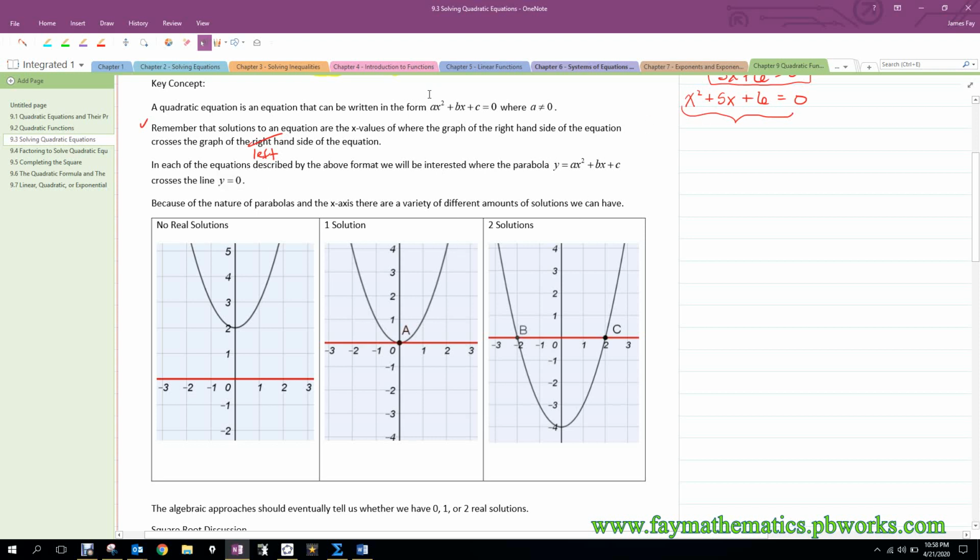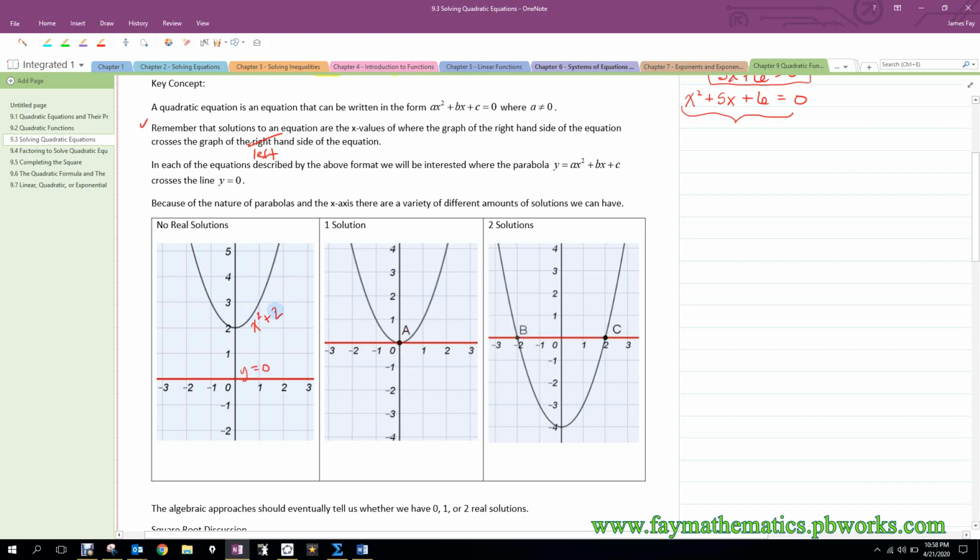We would graph the left-hand side as y equals that, graph the right-hand side as y equals that, and when we do that, we'd be looking for where those two graphs intersect. The left-hand side is going to be a parabola. So here's a situation where we have a parabola. You don't need to know this, but the equation for this parabola would be x squared plus 2. Right here is the line y equals 0.